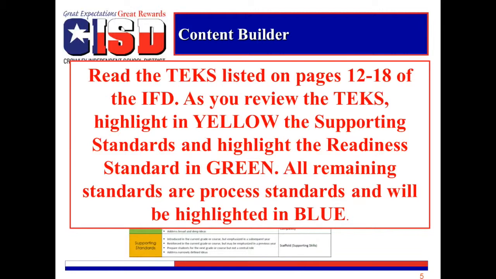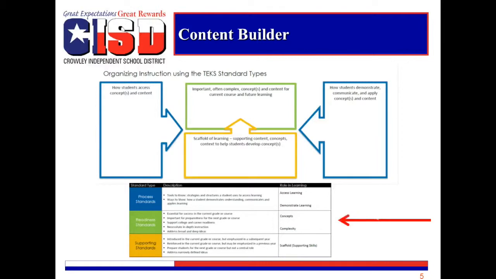As you review the TEKS, highlight in yellow the supporting standards and highlight the readiness standards in green. All remaining standards are process standards and will be highlighted in blue. If necessary, please refer to the organizing instruction using TEKS standard types document to review the description and the role each of the standards plays in learning. Take note that blue process standards will fall into one of 2 basic categories: how students access learning or how students demonstrate learning. Please take a moment to complete this task.